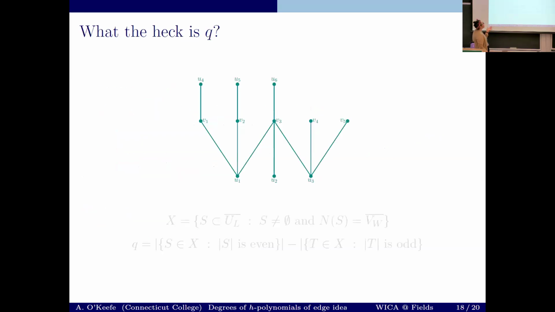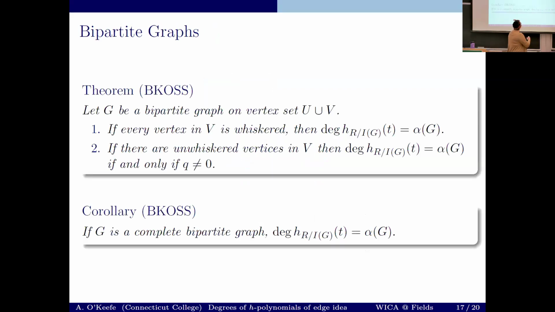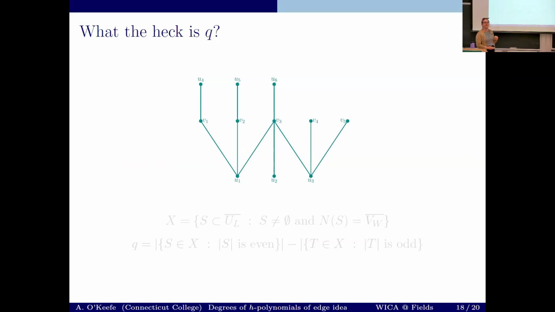So what the heck is Q? Here's my example, and we're going to organize the vertices and give them names in a certain way. What is Q defined as? I'm about to define it. It's pretty technically defined, so now I'm defining Q.